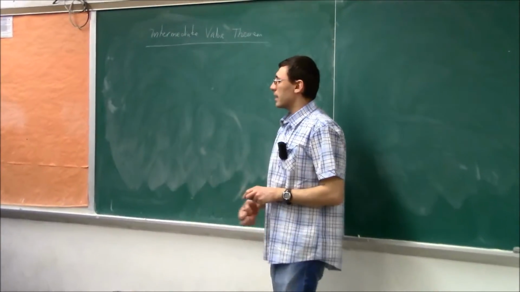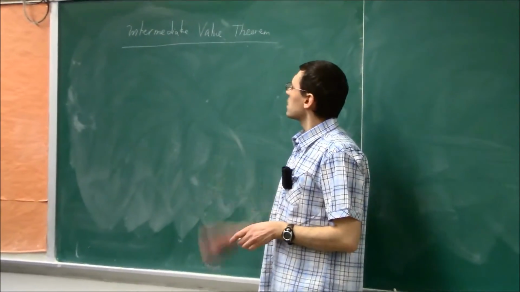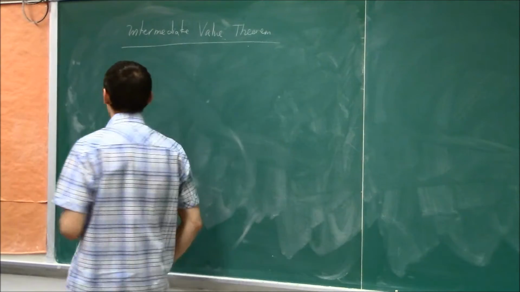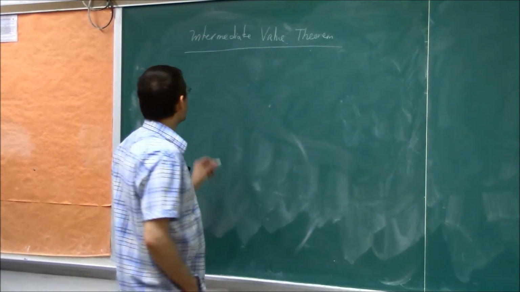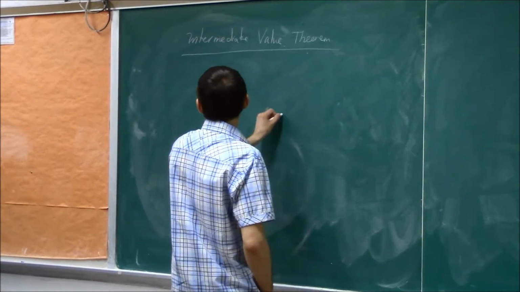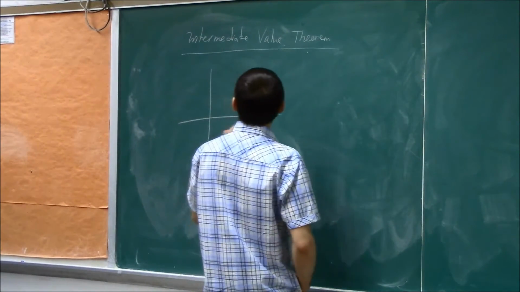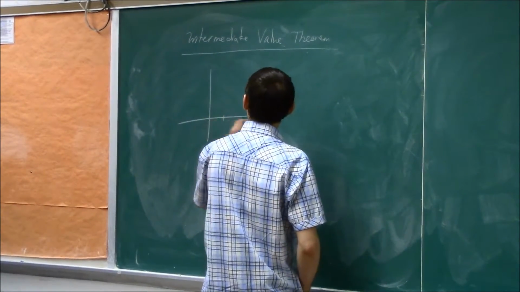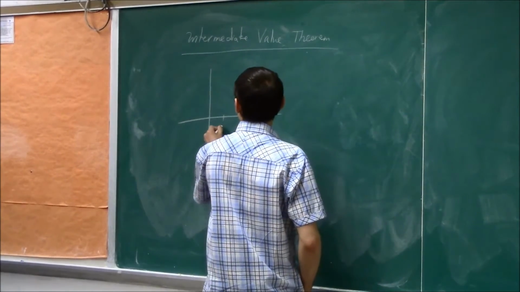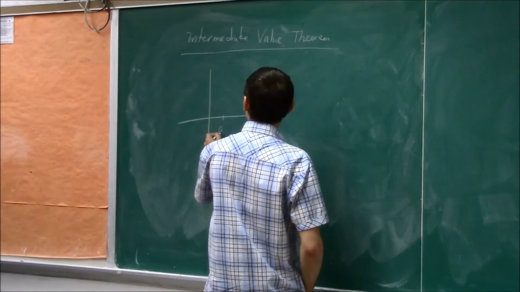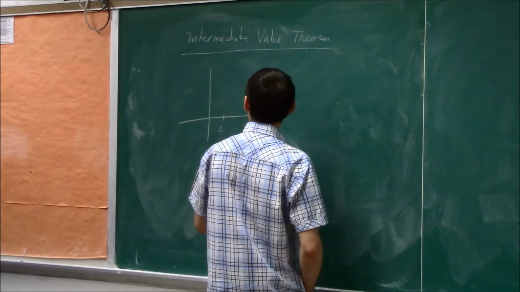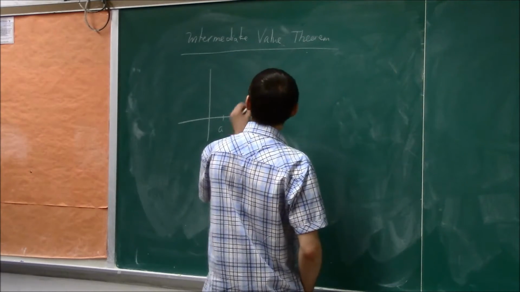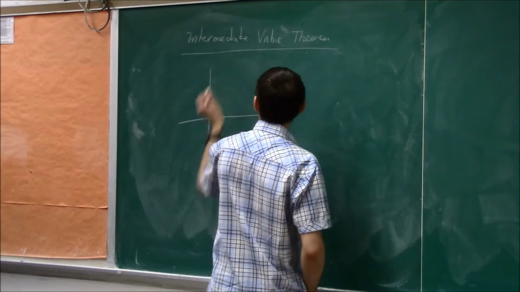One other topic that is usually misunderstood is the intermediate value theorem. So the idea is very simple. If you have a continuous function, but you don't know its graph, you cannot see its graph. But what you can see is that at point A, the graph, let's say, is below the x-axis. And at point B, the graph is above the x-axis.